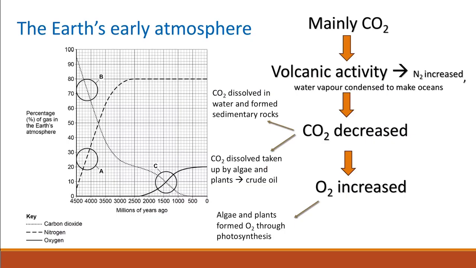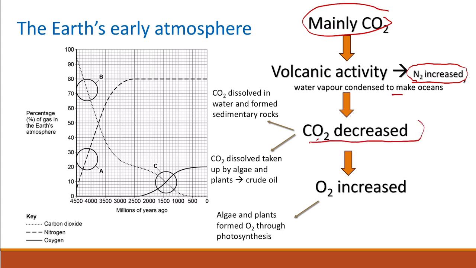Topic 9. The Earth's early atmosphere: at the beginning of life, the atmosphere of Earth was mainly carbon dioxide. Then due to volcanic activity, nitrogen started to increase, and water vapor was also formed. The water vapor started to condense and make oceans.